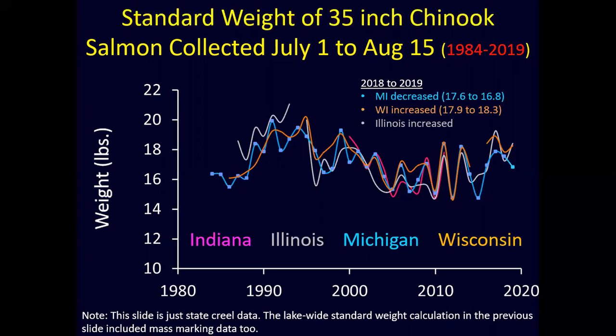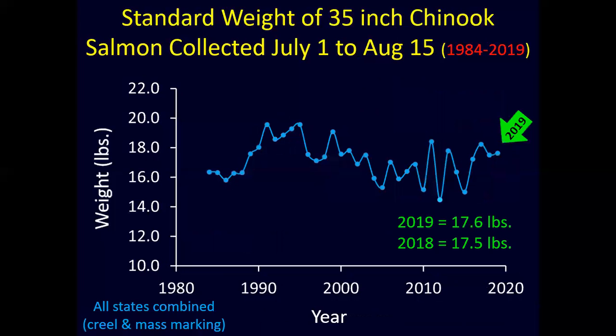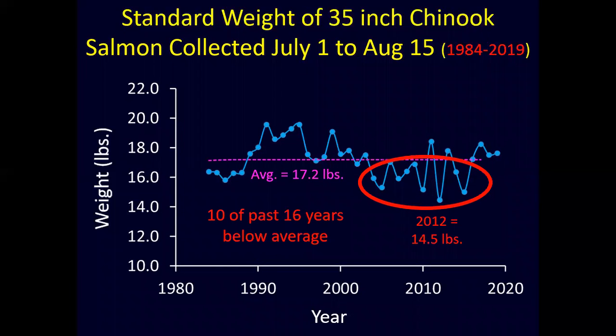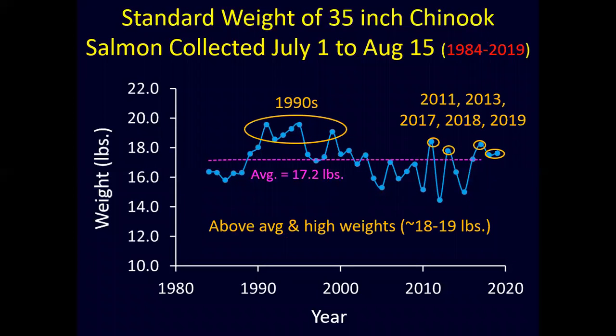Again, looking just from 2018 to 2019, Michigan saw a decrease in the standard weight. Wisconsin actually saw an increase, and then Illinois saw an increase as well. And if we look at this data collectively using a weighted average, the overall standard weight of a 35-inch Chinook salmon for 2019 was 17.6 pounds. So similar to the weight at age 3 that I showed previously, it's important to acknowledge 10 of the past 16 years we've been below average. However, during recent years, for the past 4 years now, we've seen consistently big Chinook salmon in Lake Michigan.